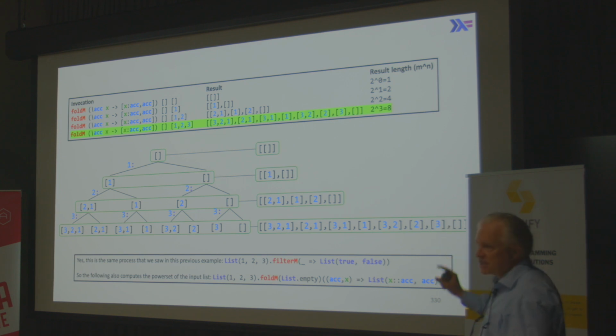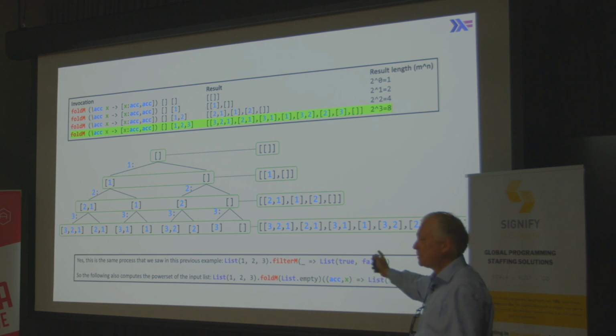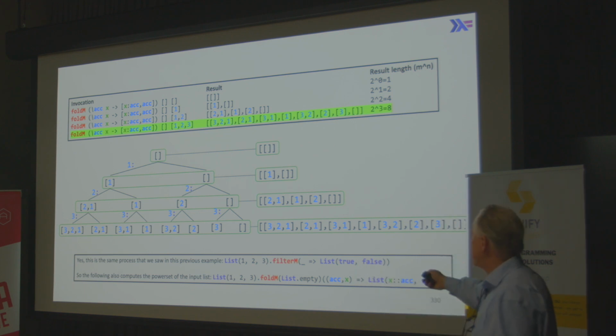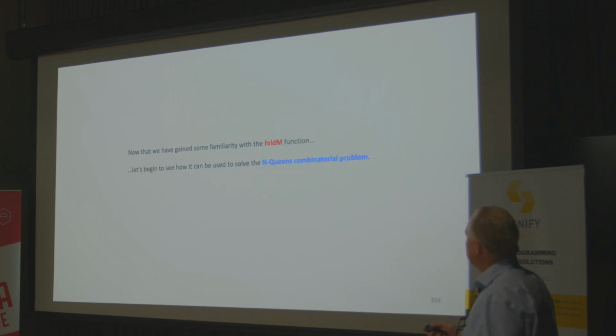So again, third example, same approach. The accumulators are doubling every time. And some of you will have noticed that it's the power set again. So we found another way of computing the power set using foldM instead of filterM. Not as nice. I'm going to skip this. And so that's filterM introduced. Now let's move on to foldM.